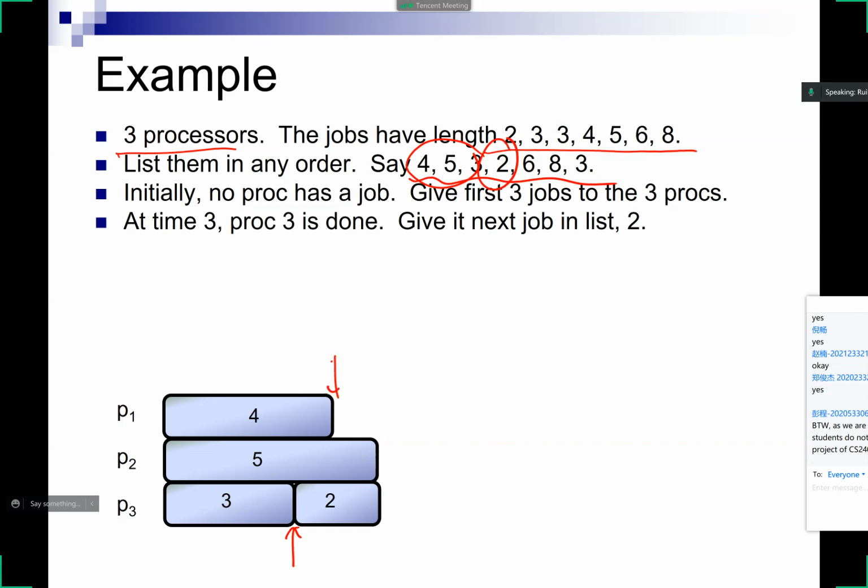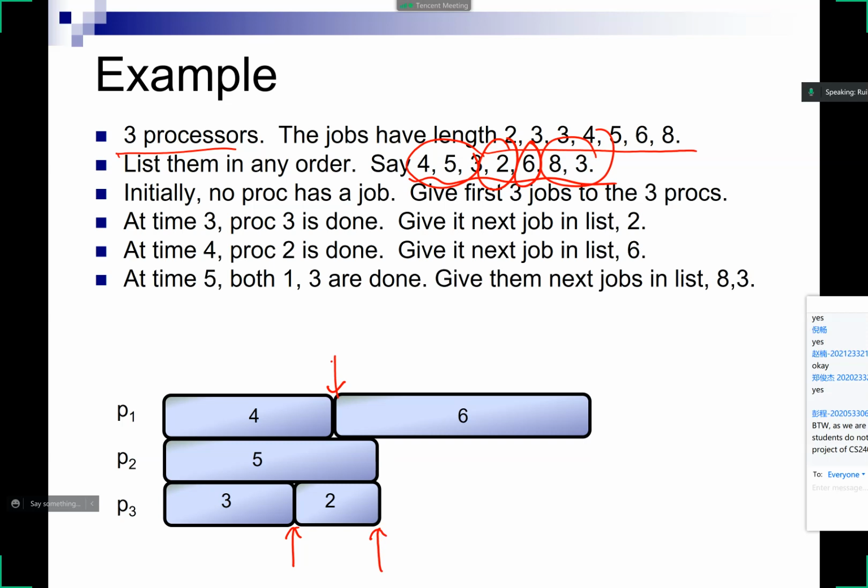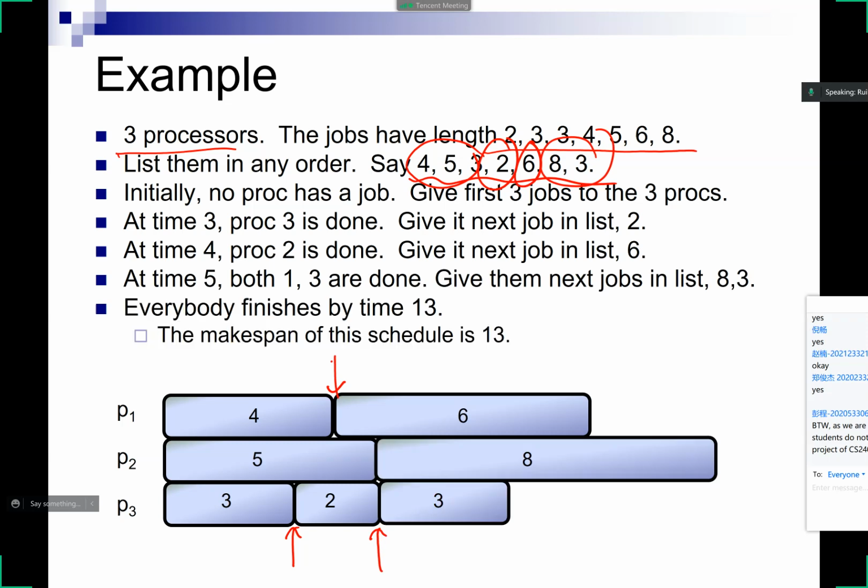So this is going to happen at time 4 with this P1, and then you just give it the next job on the list, which is 6. Right, and then you wait for the next idle processor. And so actually at time 5 over here, you're going to get 2 idle processors, and so you just give them the next 2 jobs on the list, like that. And then in the end, your makespan is just whoever finishes last, which is going to be P2. And so it takes 13 time units.